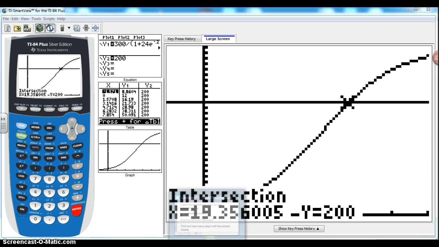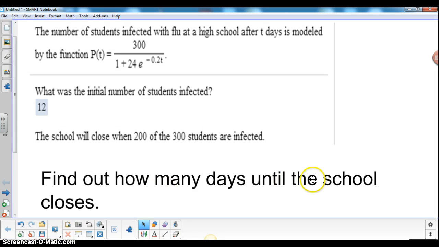When we go back to the story problem, find out how many days until the school closes. The school would close in approximately 19 days, because if we round 19.35, we would round it to 19.